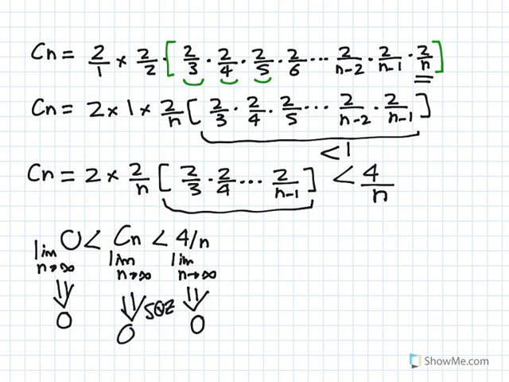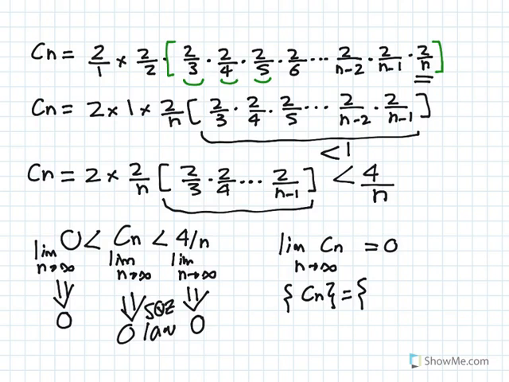Let's write the squeeze law. By the squeeze law, we have shown that the limit of Cn as n goes to infinity is equal to 0. That means the sequence Cn, and the sequence Cn was, let me just take a look here, yes, 2 to the n divided by n factorial, approaches 0, converges to 0.